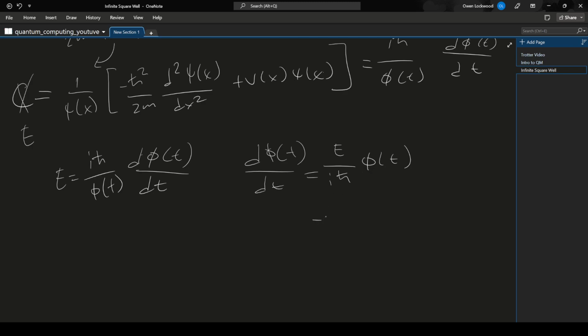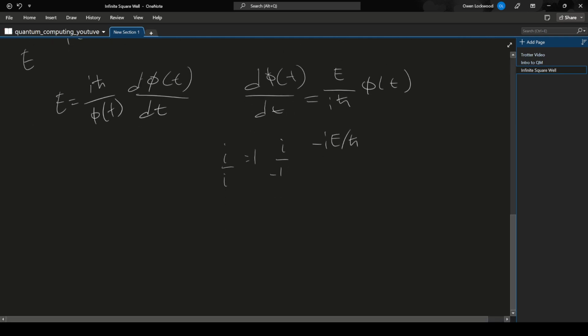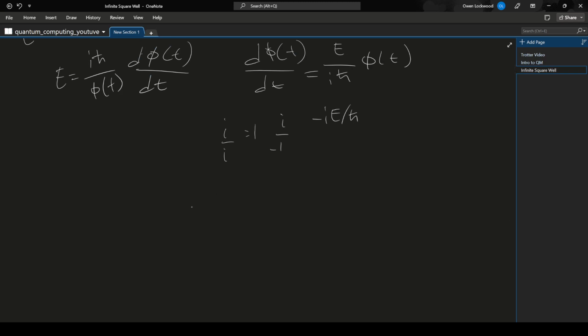Now we can rewrite this. This is the same as negative i E over h bar, because if we multiply by i over i, which is 1, we get i over negative 1, which is negative i. So this is equivalent, and it's the standard way of writing it. Now we have a very simple equation to solve. Here I'm going to write the derivative in a different notation to make it even clearer, I think, for those of you who have less differential equations experience: negative i E over h bar.